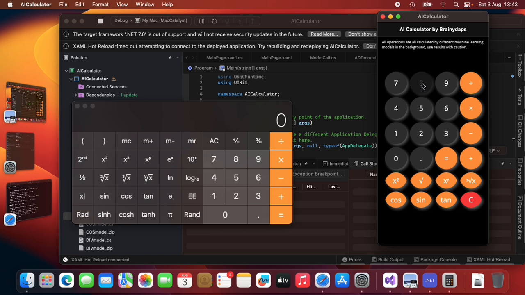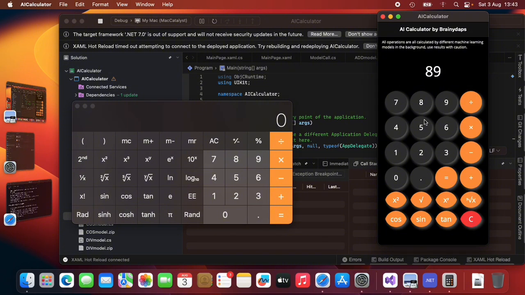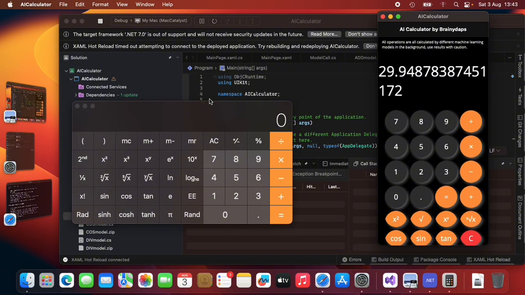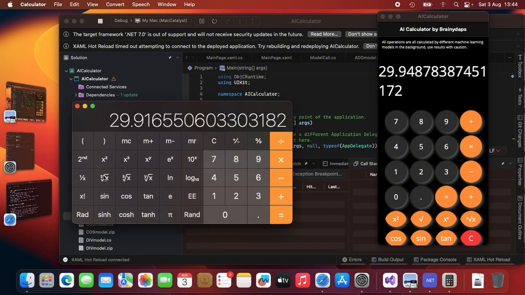Now let's try another calculation. Let's try the square root of 895. It gave us 29.9. Let's try this on the regular calculator. Wow, that was very close. That was even accurate. 29.91. Mine was 29.94. Just about 0.03 difference. Now we can see that that is actually very correct.